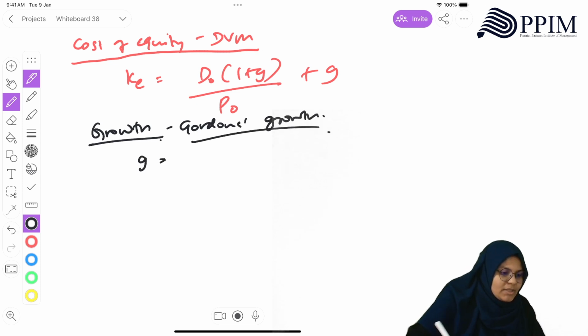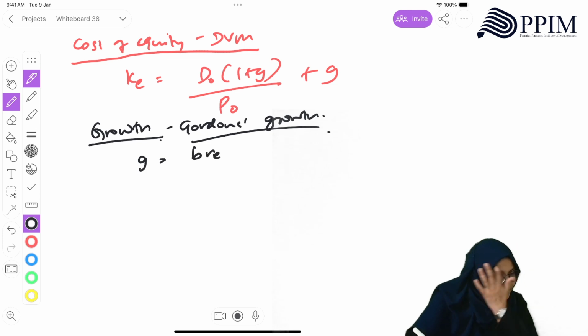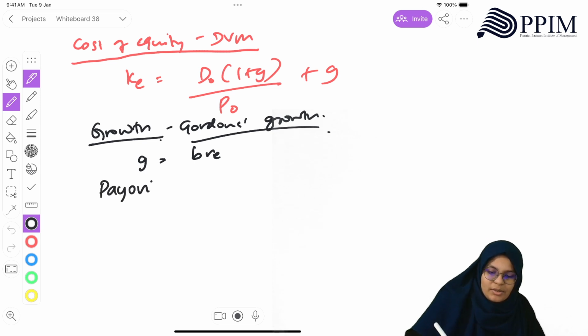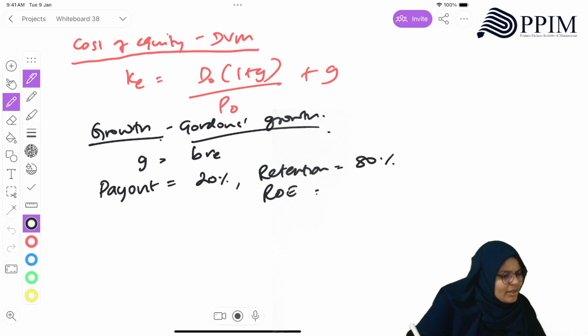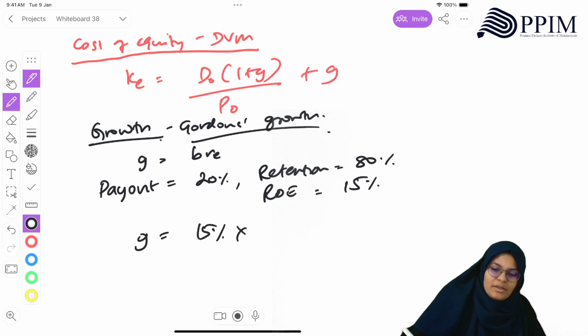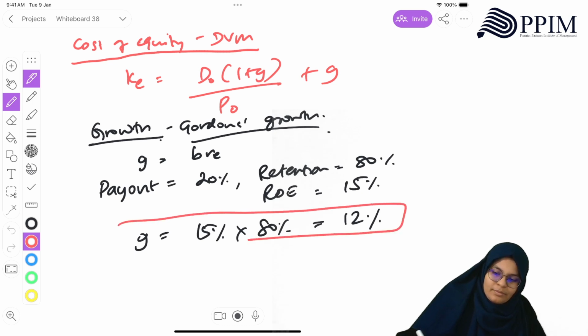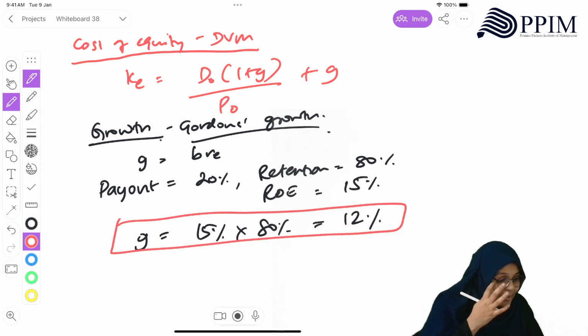So g equals b times r. Right, so I know that the payout rate was 20%, meaning retention will be 100 minus 20, which is 80%. Return on equity, I think they already told me it was 15%. So to get growth, it's just a matter of multiplying 15% by 80%, which is 12%. That's the growth rate. Okay, so I hope you have that taken down.